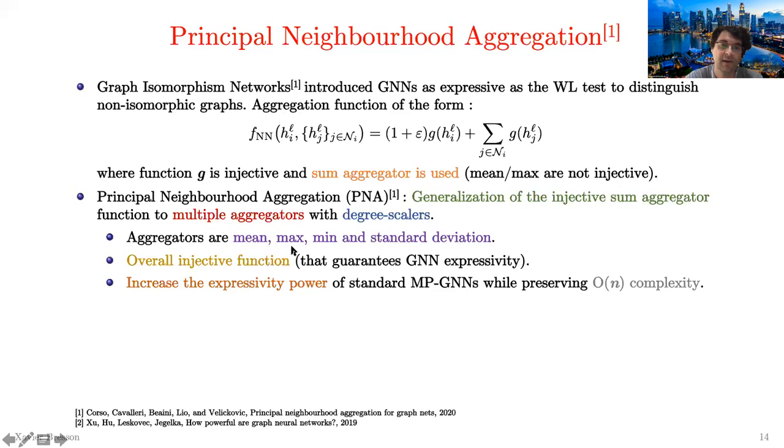And then they prove that overall the function is injective. So you guarantee the GNN to be expressive and as discriminative as the WL test. Here you increase the expressivity power of the GNN and you preserve the linear complexity. Remember what I said last week: the traditional graph neural networks are called message passing graph neural networks, and they have linear complexity for the memory and also for the speed. So this is something that can scale up to billions of nodes.